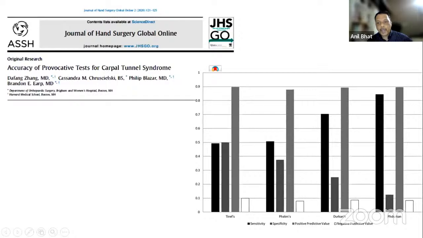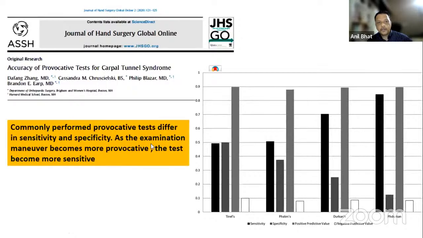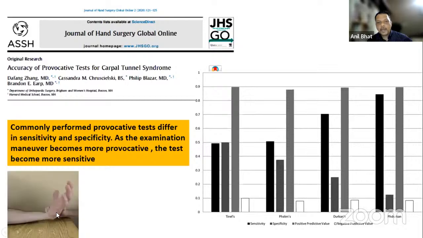But if you add two of these, right? So they said that commonly performed provocative tests differ in sensitivity and specificity. But as the examination maneuvers become more provocative, the tests become more sensitive, which means if we add two tests, like if you add the Phalen and the Durkan's together, and they named it as, I can't pronounce this, but it's PH Durkan test. That's what I would tell, right?